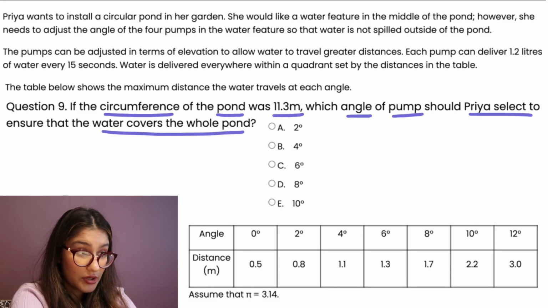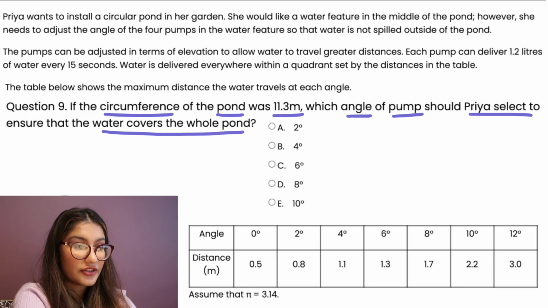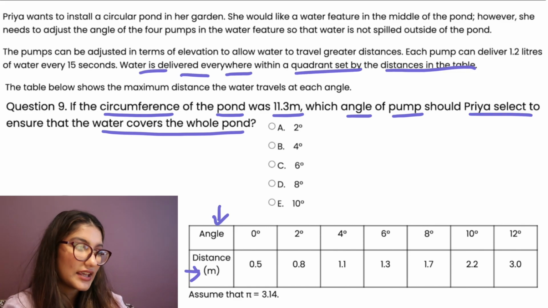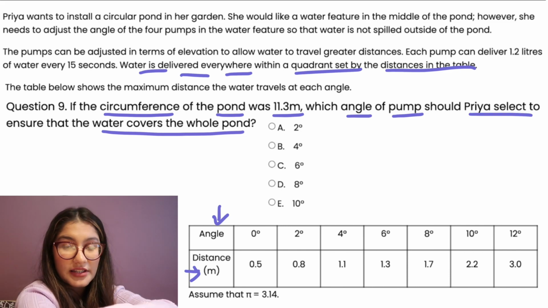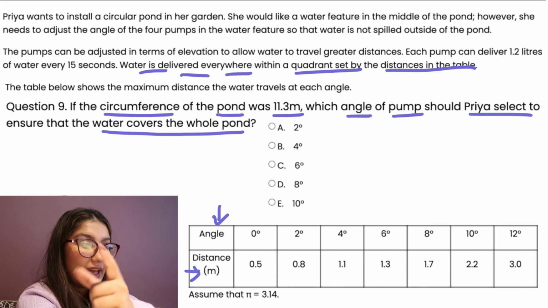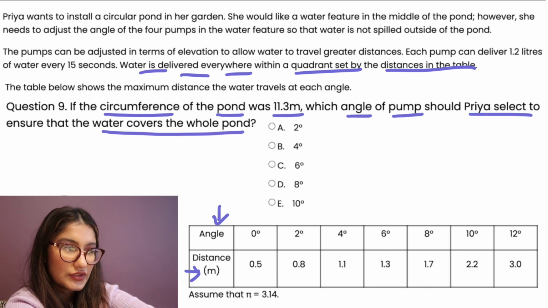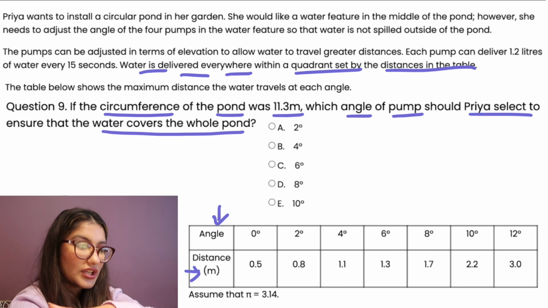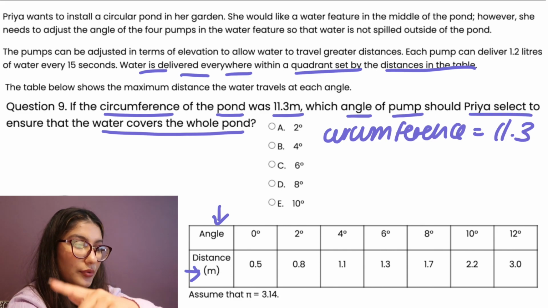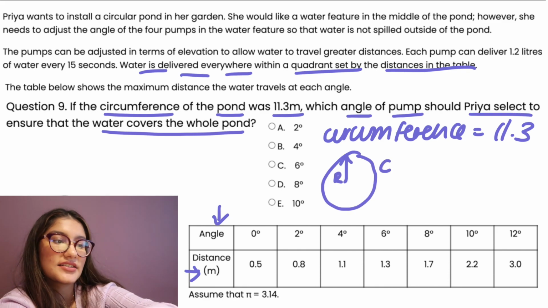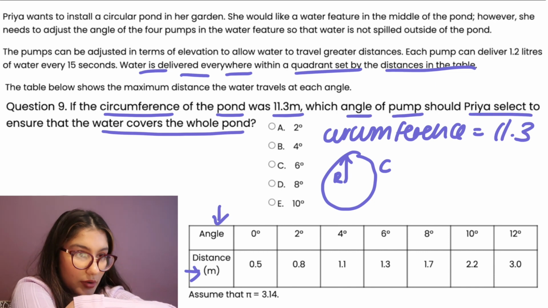If the circumference of the pond was 11.3 meters, which angle of the pump should Priya select to ensure the water covers the pond? Okay, so I remember it says that the water is delivered everywhere within a quadrant of a pond set by the distances in the table. Okay, so basically what it's saying is that depending on the angle of elevation of the pump, it is spread out within different distances. So to get to this pond, whose circumference is 11.3 meters, remember circumference is the total of the outside, which angle of the pump should Priya select to ensure that water covers the whole pond?